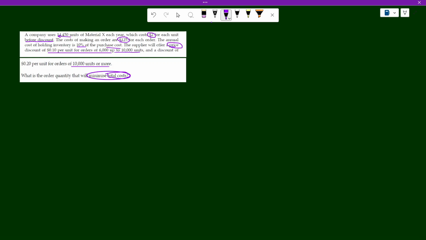Okay, so in this particular example, we are going to use an approach. Please pay attention. We are going to look at the economic order quantity, but before that, we need to look at the variables. The cost of ordering in the question has been given as 125. The annual demand in the question has been given as 14450 units.